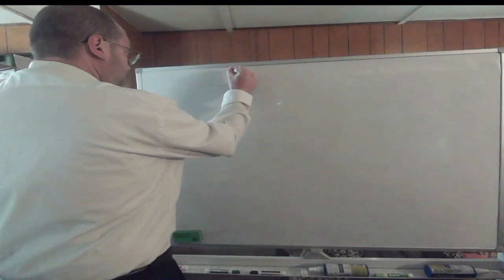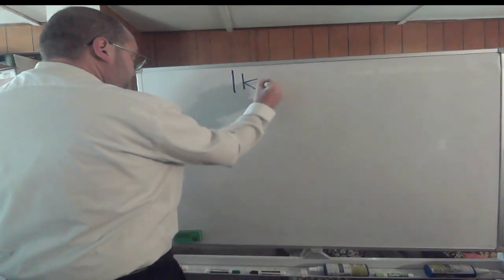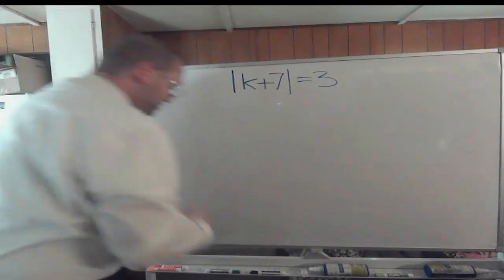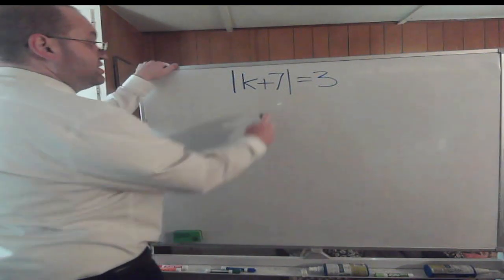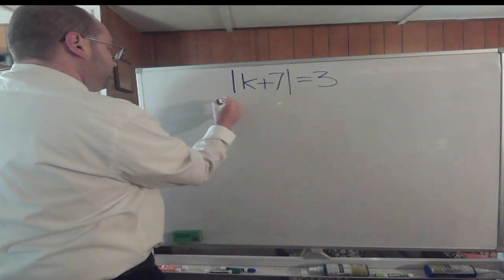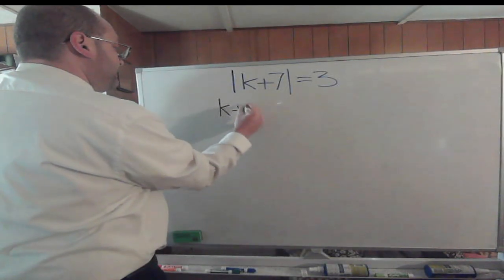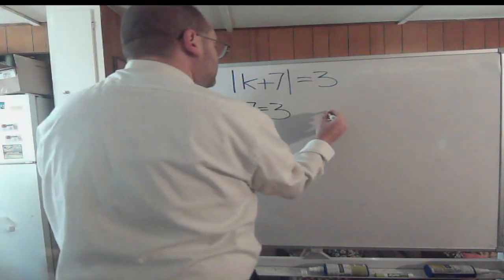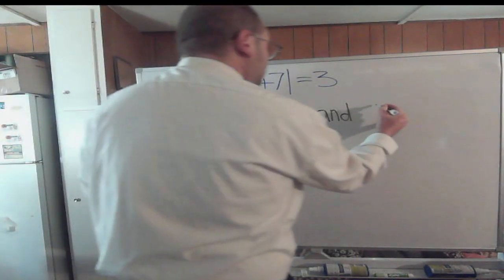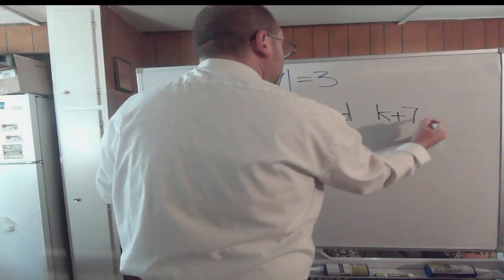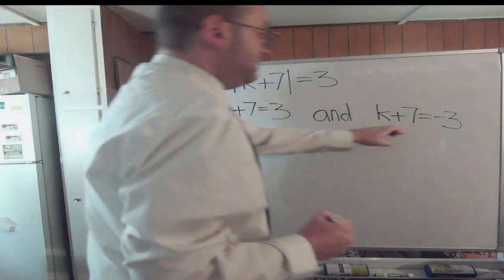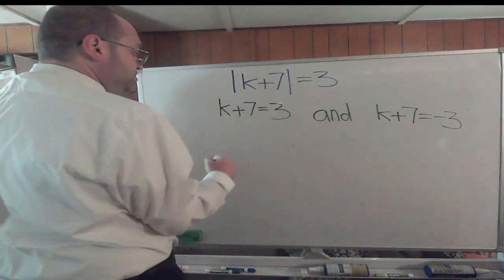Let's see, similar one. We have the absolute value of k plus 7 is equal to 3. Whoops, I wrote in blue. Oh well, I'll just do the rest in black. Okay, so we have the absolute value of k plus 7 equals 3. Well, you'll just take your k plus 7, set it equal to 3, and then you'll end up having k plus 7 is equal to negative 3. So you get k plus 7 equals 3, and then k plus 7 equals negative 3. So now just solve these two equations.